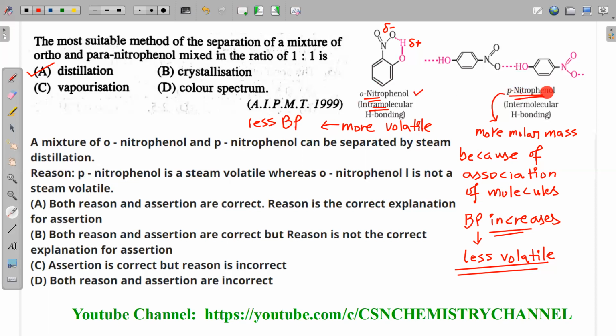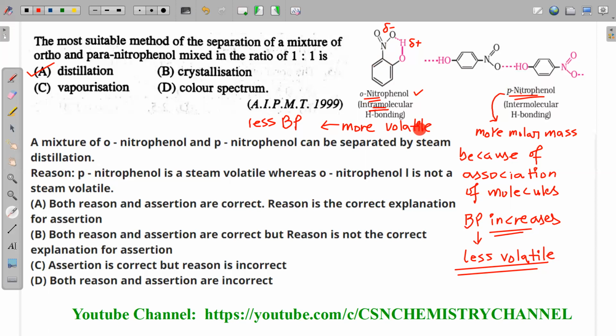Whereas para-nitrophenol has intermolecular hydrogen bondings between the molecules. Due to this, the para-nitrophenol molecules get associated with each other. Due to that, the molar mass is abnormally increased. As a result, the boiling point of para-nitrophenol increases, indicating that it is less volatile. So simply I can say that para-nitrophenol is less volatile, orthonitrophenol is more volatile.